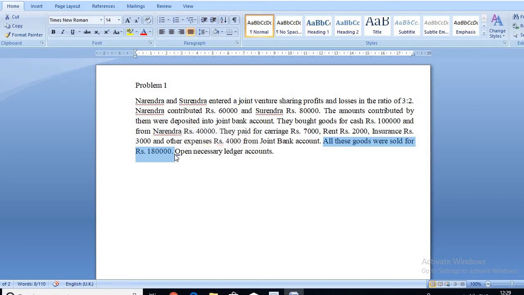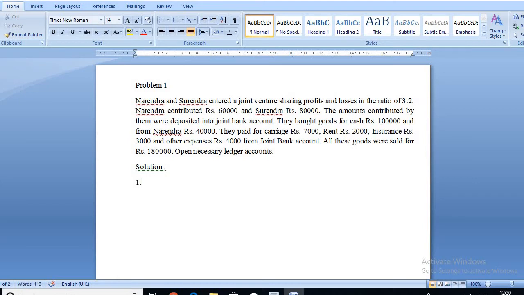Now open the necessary ledger accounts. Here we have to open ledger accounts, and we are maintaining only three ledger accounts: one is joint venture, one is co-venturers account, and one is joint bank account. First I will make some points for easy preparation of the ledger accounts.